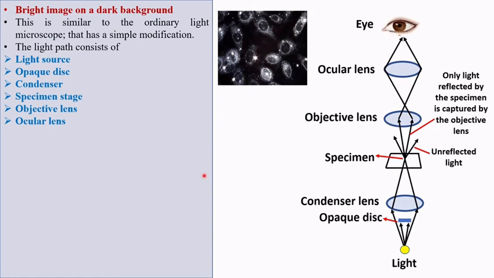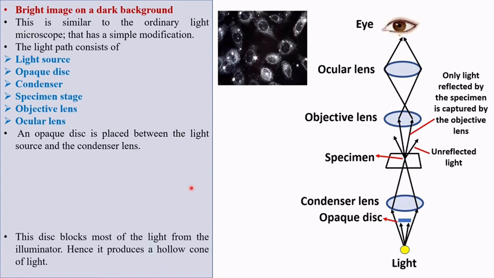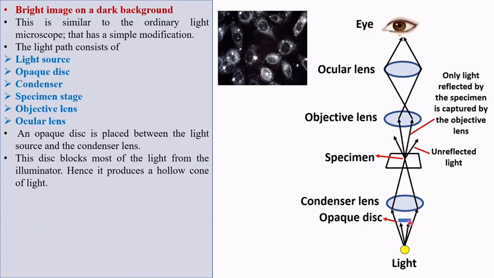The opaque disk is placed between the light source and condenser lens. This disk blocks most of the light from the illuminator. Hence, it produces a hollow cone of light. This is the hollow cone of light.